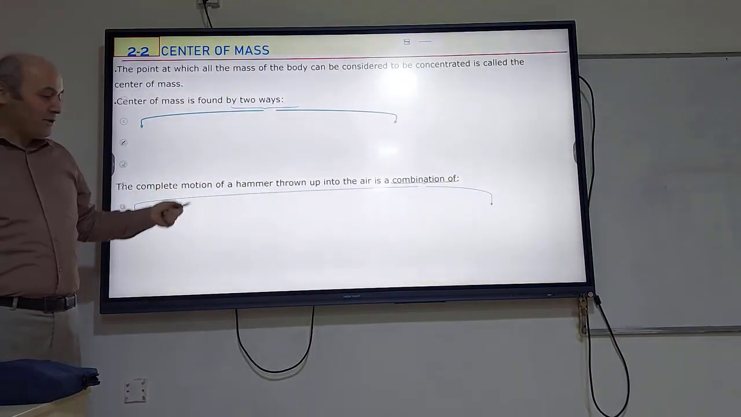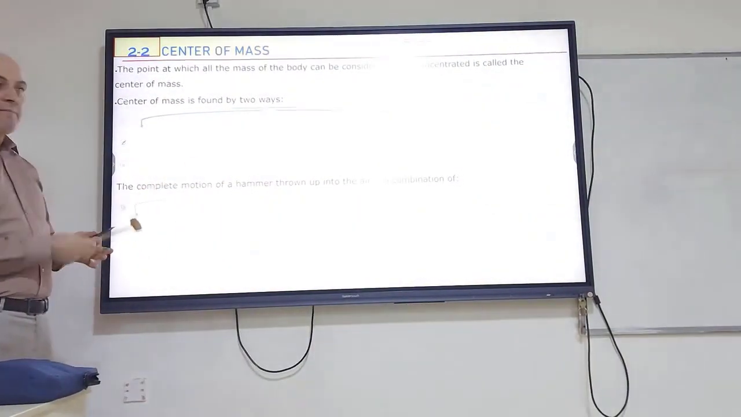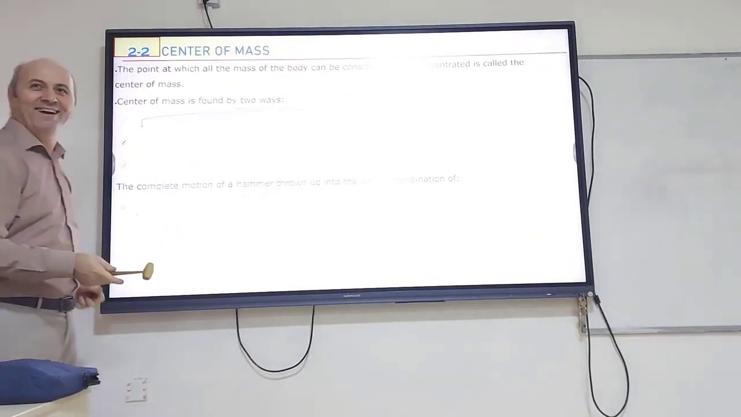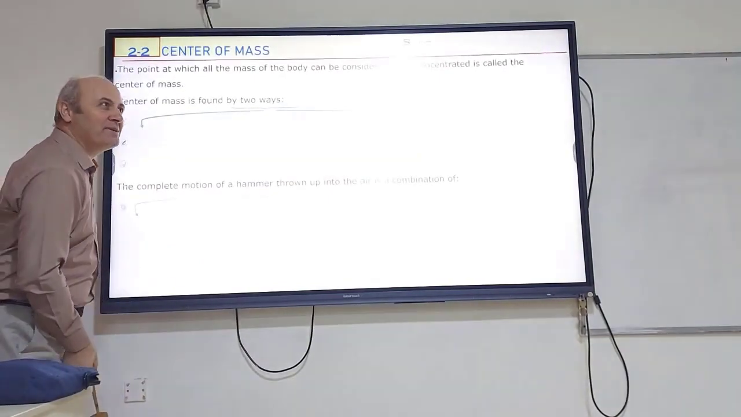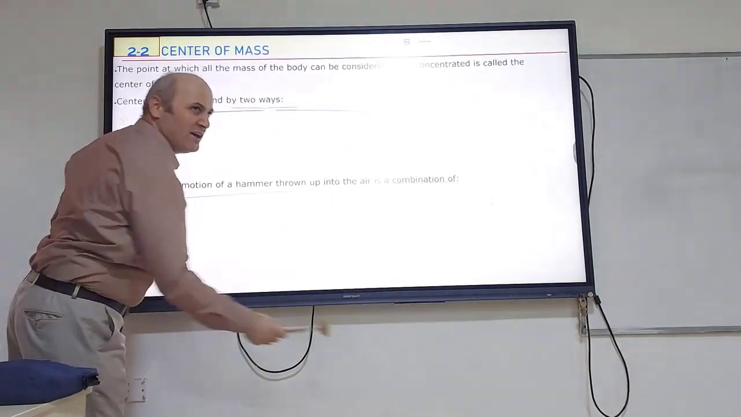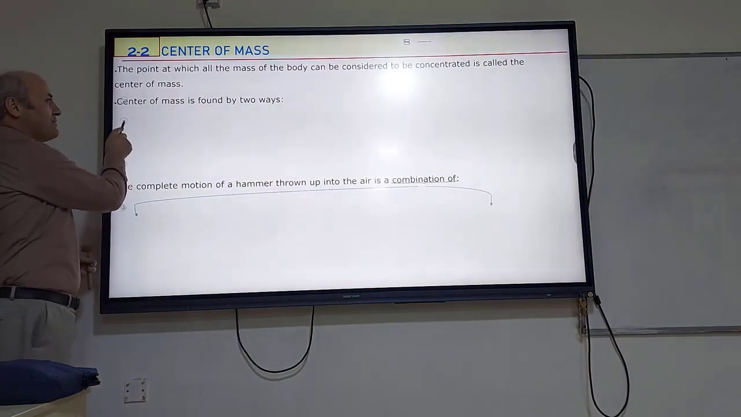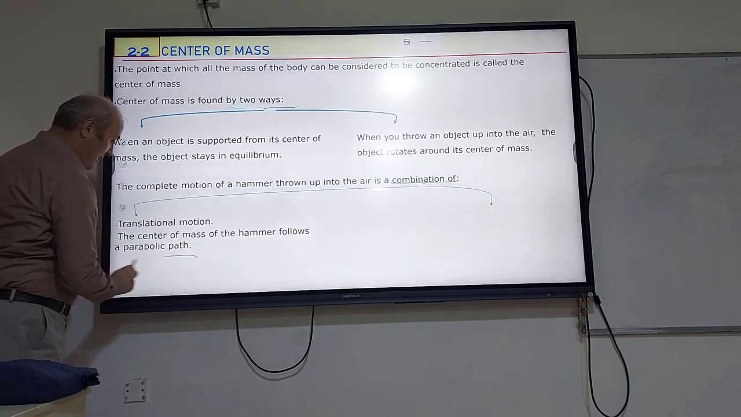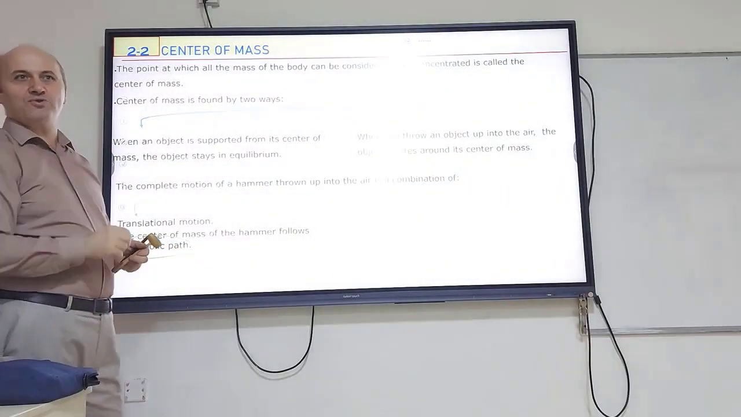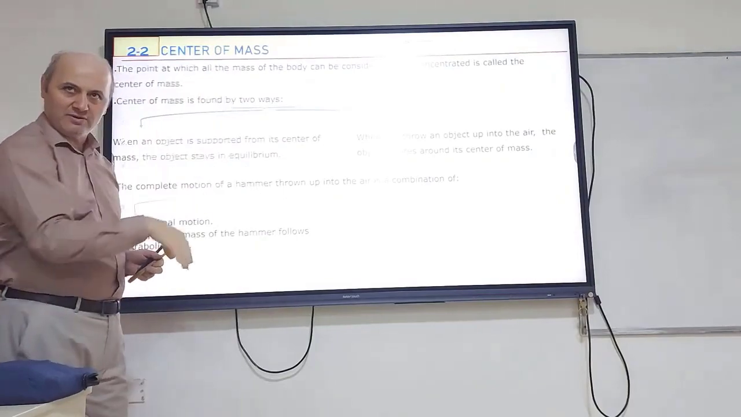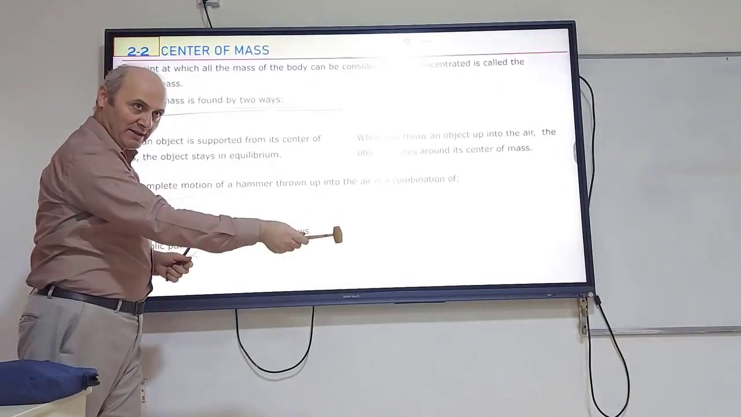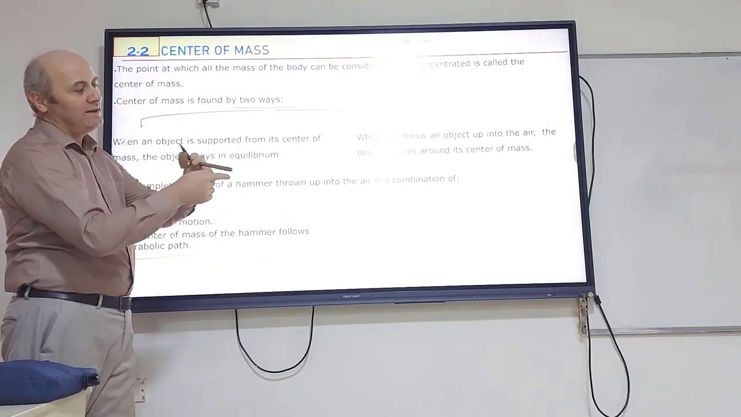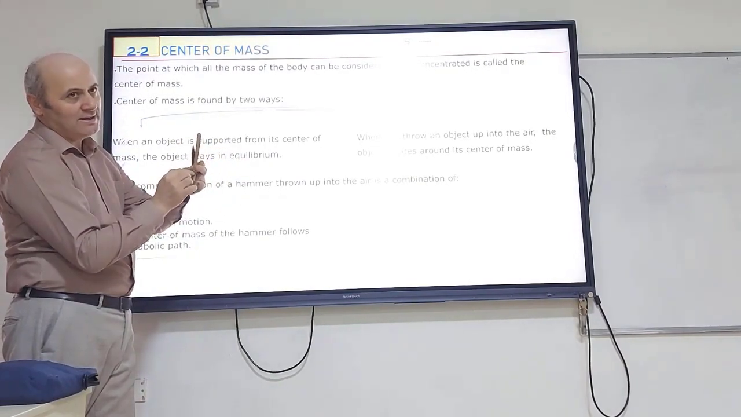And when you throw the hammer up into the air, the hammer exhibits two motions. One of them is translational motion. You throw it up into the air, it moves. The center of mass is moving. The center of mass moves with a parabolic pattern, just like you throw a rock up into the air. So the center of mass follows the same pattern. But the ends of the hammer will be following circles about the center.